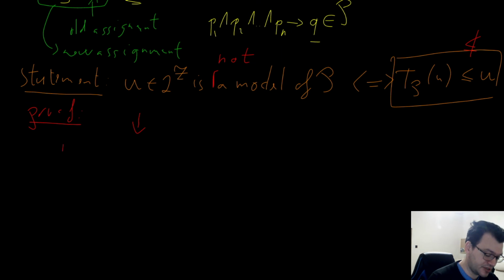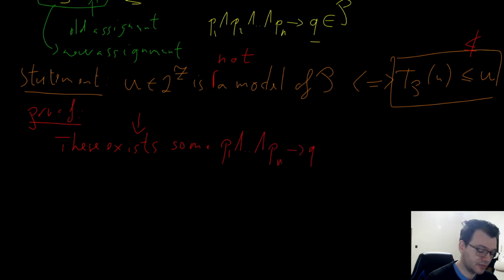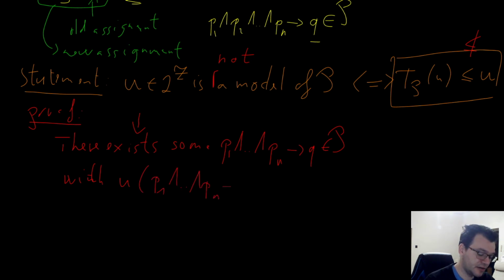This means that there exists one clause, at least one clause, which evaluates to false under U. So there exists some clause, some P1 and so on and Pn to Q in P, evaluated to false under U. So I can write this, so with the U of P1 and so on and Pn to Q being false, being 0. So this clause is false.